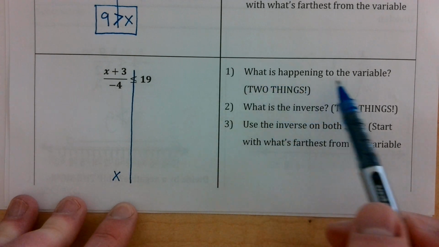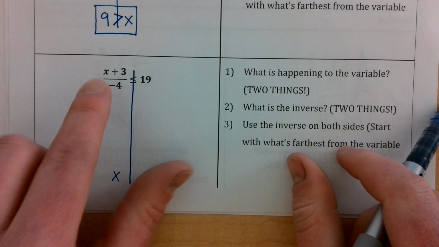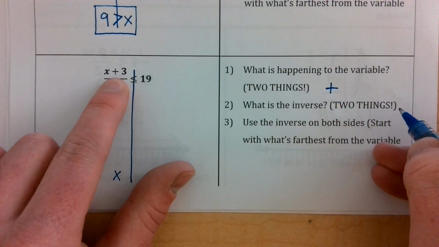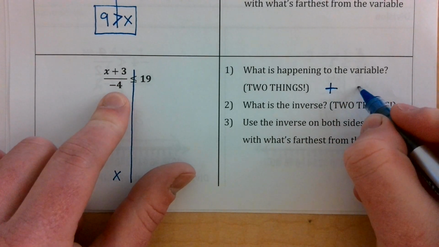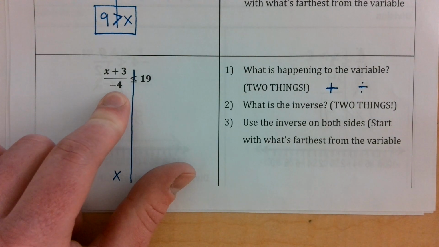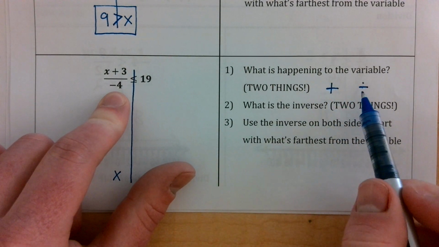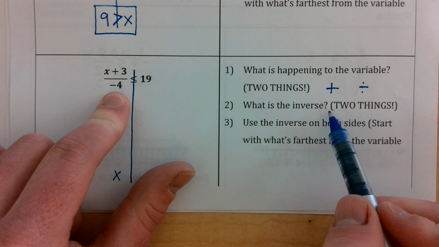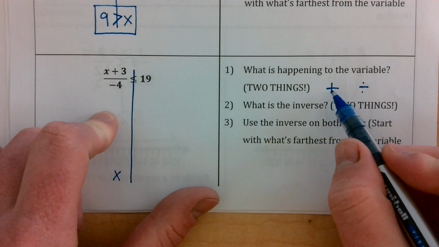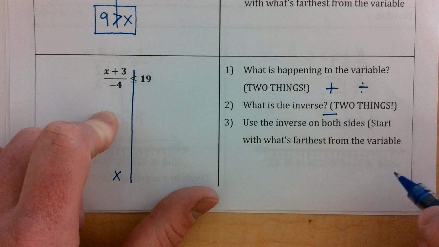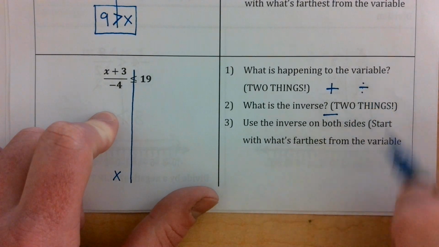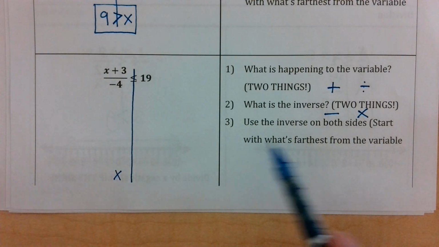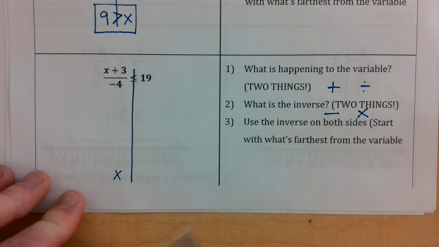All right, let's identify what's happening to our variable. Here we have x plus 3, so I know that we are adding. And then we have a fraction, which means division. So there's two things happening. We're adding and we're dividing. We need to know what the inverse, the opposite of those things are. The opposite of addition is subtraction, and the opposite of division is multiplication. So now we're going to use the inverse on both sides.